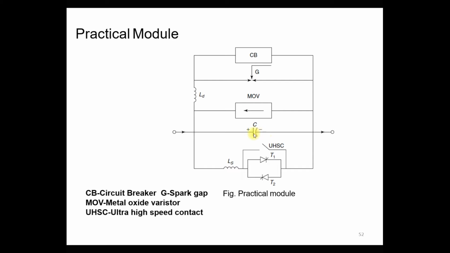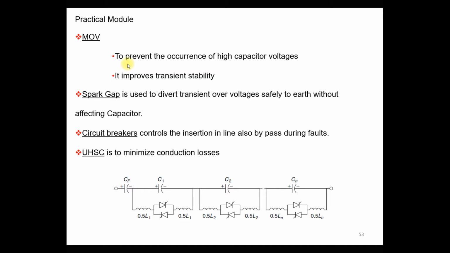So during the fault condition, when the voltage across this capacitor becomes very high, the same voltage comes across the MOV. But as per the non-linear resistance characteristic of the MOV, as the voltage across the MOV increases, resistance decreases. So ultimately the voltage stress across the MOV as well as the capacitor is reduced. So the main function of the MOV is to prevent the occurrence of high capacitor voltage during the fault condition.